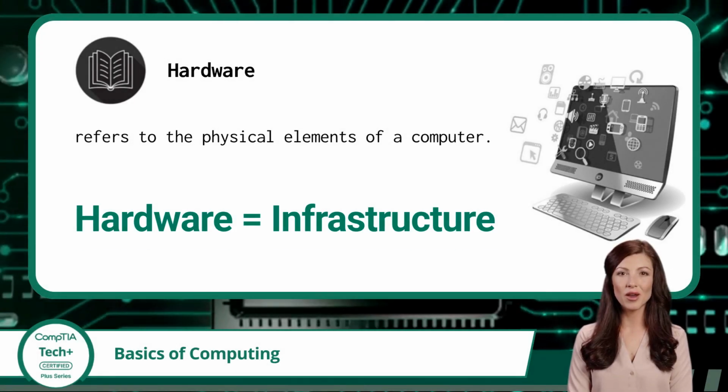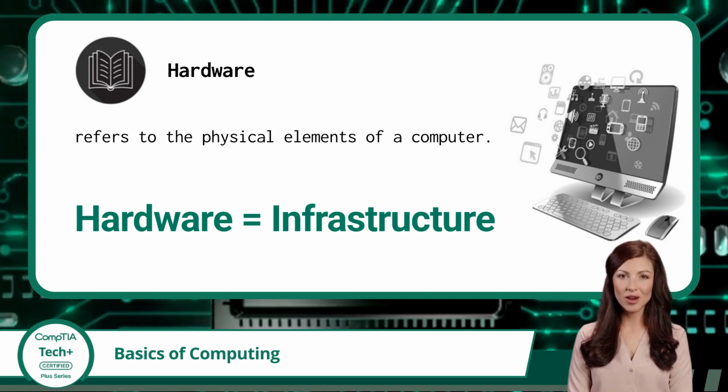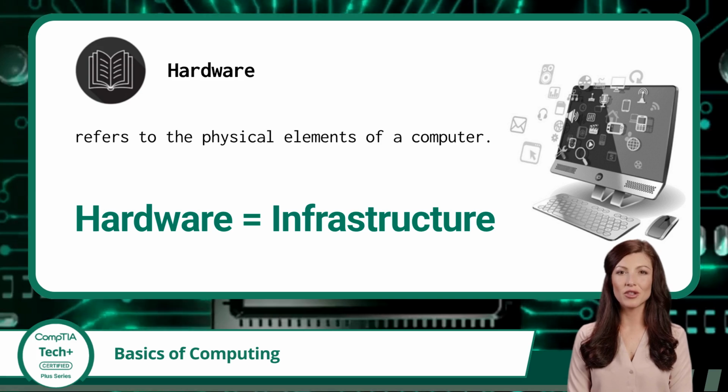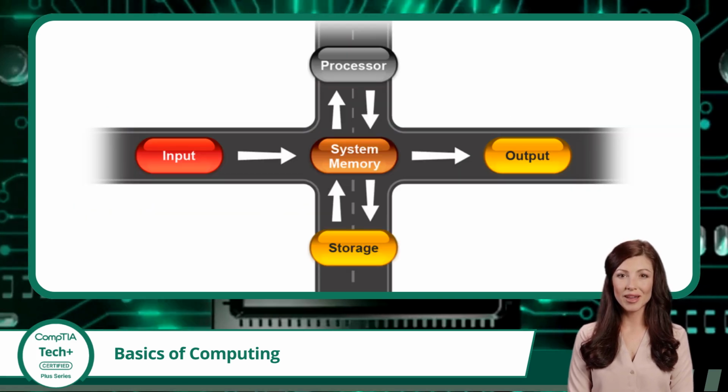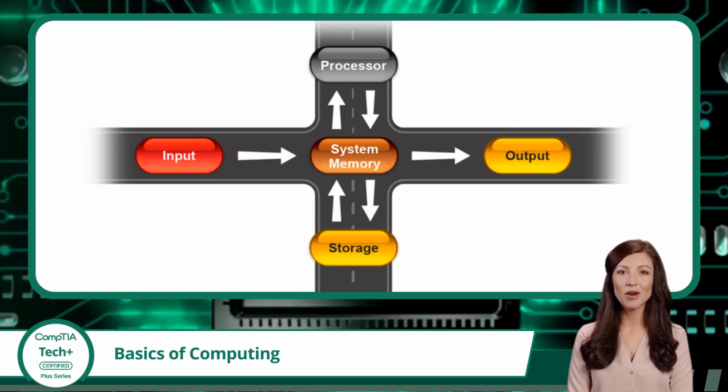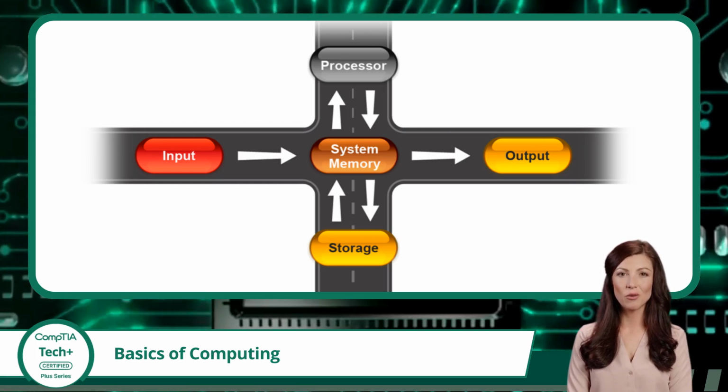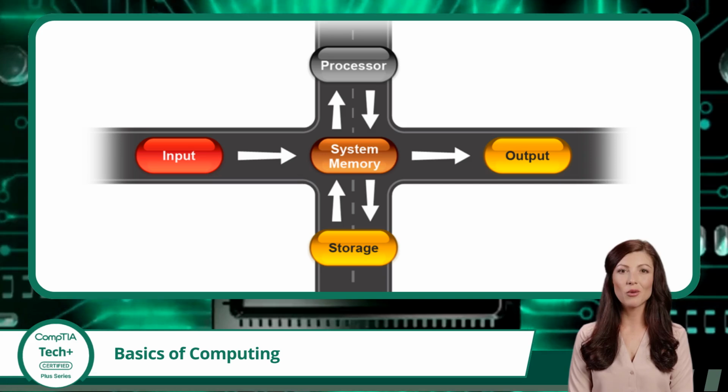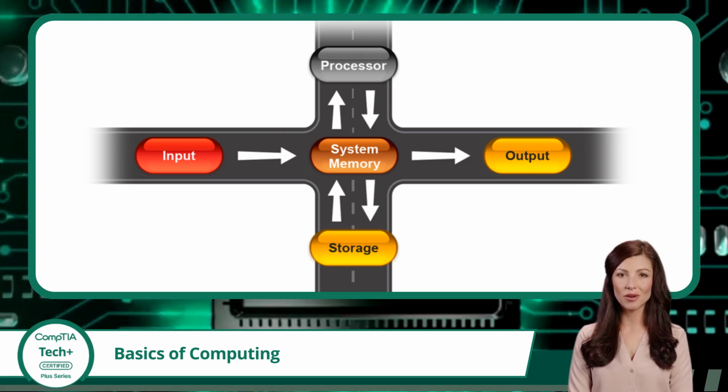Now, let's talk about hardware. That's the physical elements of a computer that make all this happen. The keyboard, mouse, monitor, processor, and hard drive. These are all examples of hardware. In the world of IT, we often refer to hardware as infrastructure. And looking back at our traffic intersection example, hardware would be represented by the actual roadways. It creates the physical paths that allow data to move around the system.